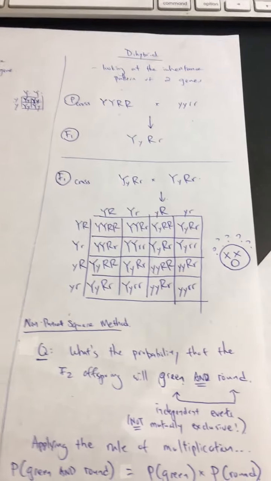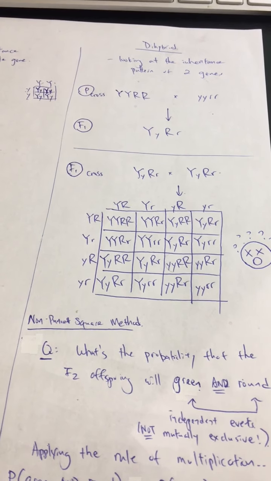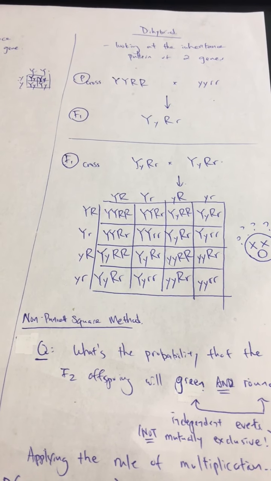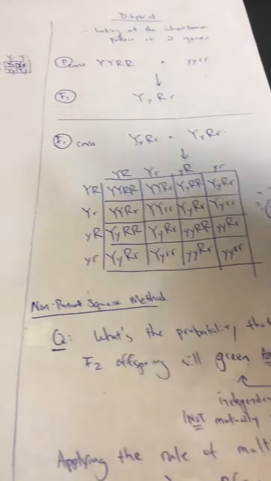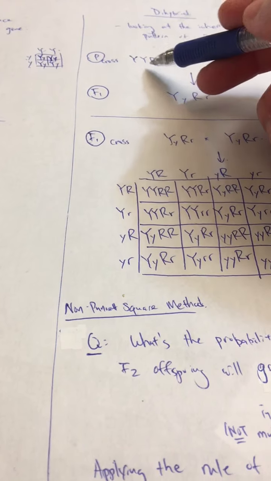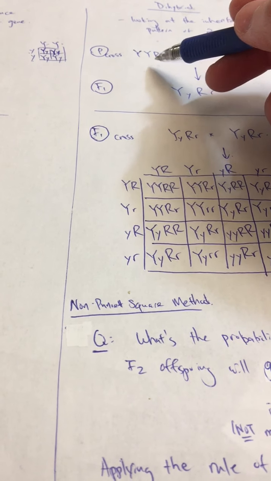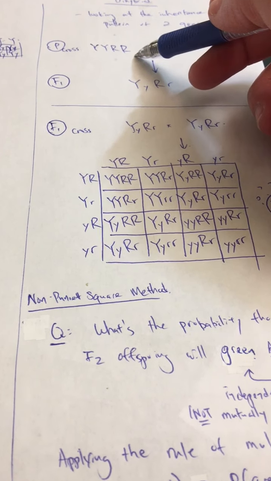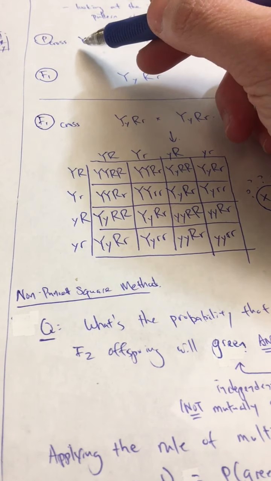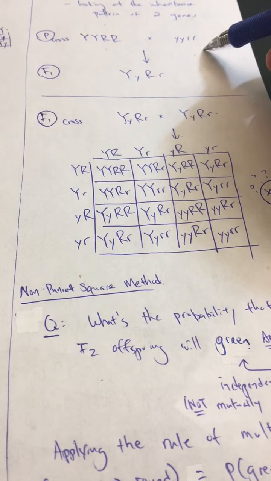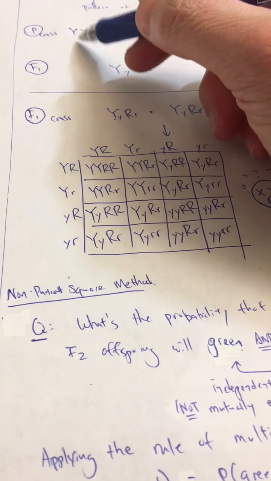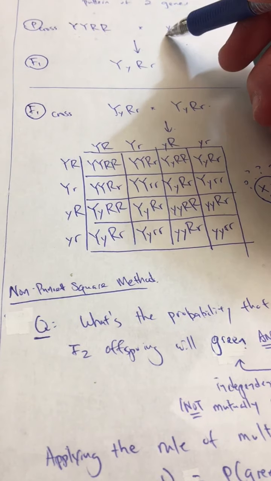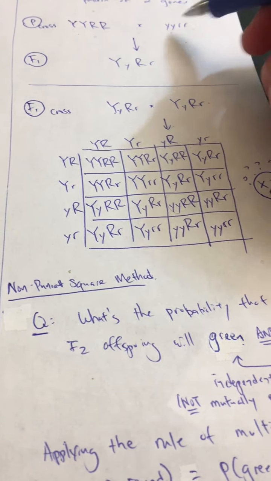Now we're looking at this dihybrid cross. Once again, we're studying the inheritance pattern of two separate genes. In this case, we're looking at the Y gene, which involves color, and the R gene, which involves the shape of the pea. We're crossing true breeding parents, one which is homozygous dominant in both genes, the other is homozygous recessive in both genes.